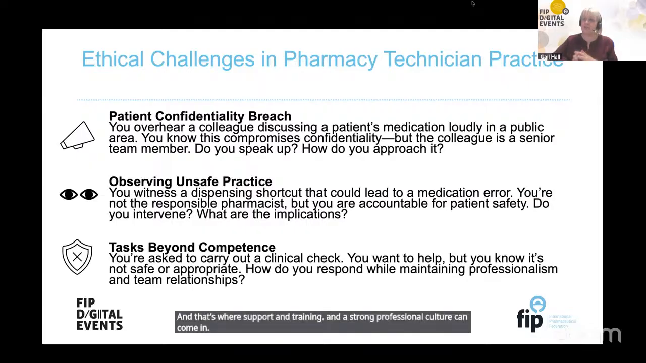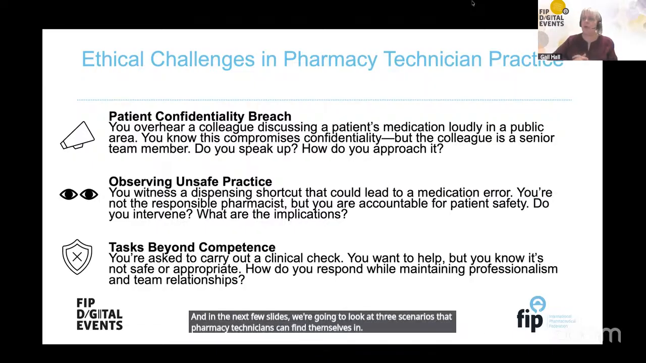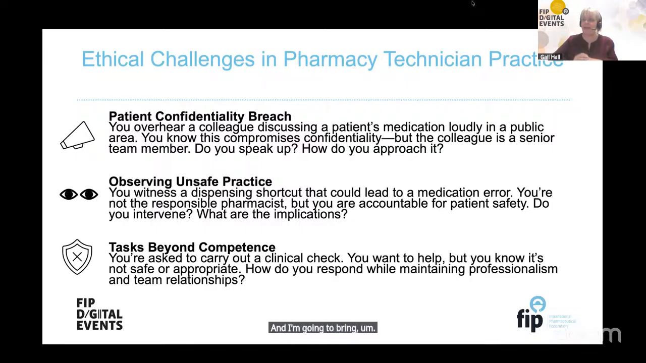And in the next few slides, we're going to look at 3 scenarios that pharmacy technicians can find themselves in. And I'm going to bring Claire and Terry Lynn back into the conversation at this point so that we can present these scenarios and then talk around them.